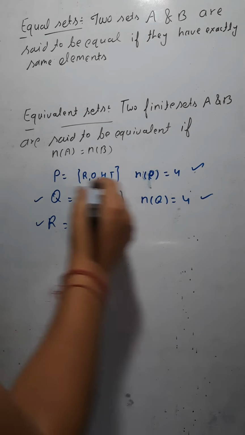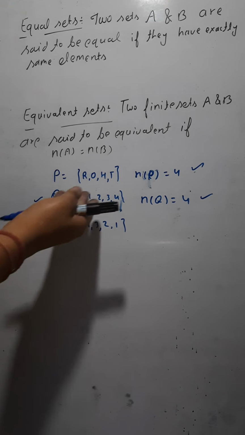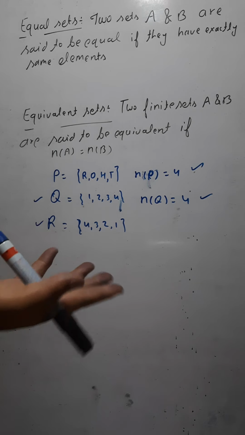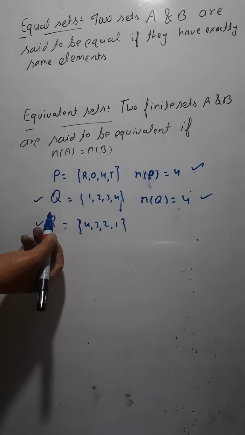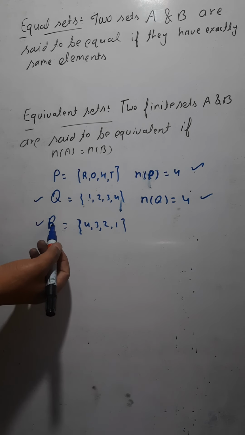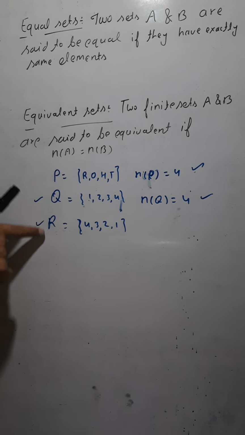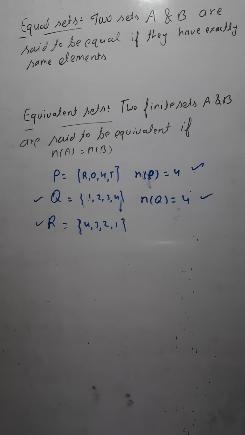So these are the example of equal sets, and sets P and Q are the example of equivalent sets. Are you getting it? Very good. Now let me move further. Every equal set means having the same elements. The cardinal number of Q is 4, and the cardinal number of R is also 4. So both have the same cardinal number, which means both are equivalent sets also. Remember this: these two sets are equal sets as well as equivalent sets.